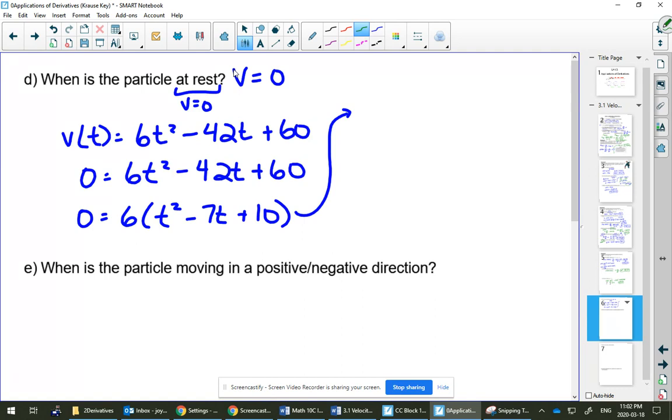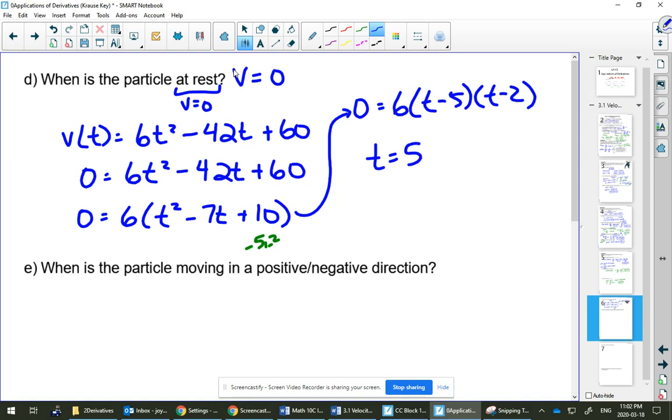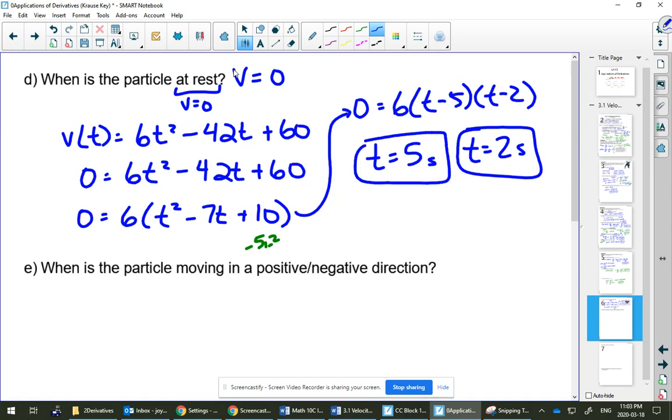And our numbers that multiply to be 10 and add to be 7 are 5 and 2. And we need them to be negative. So my factors can be 6 times (t minus 5) times (t minus 2), meaning that t equals 5 seconds and t equals 2 seconds. So these are the points when the particle will be at rest.